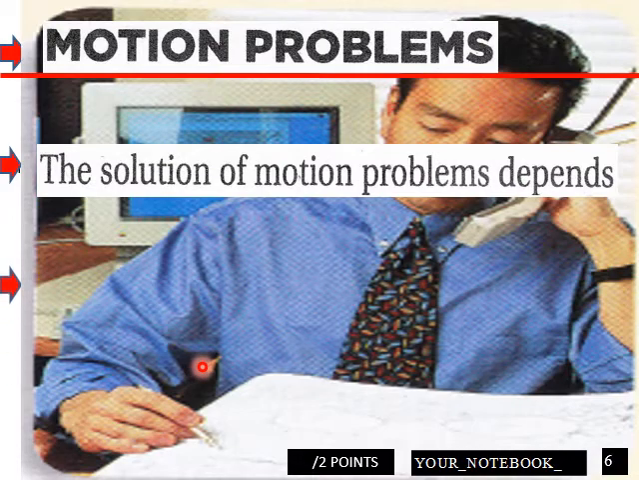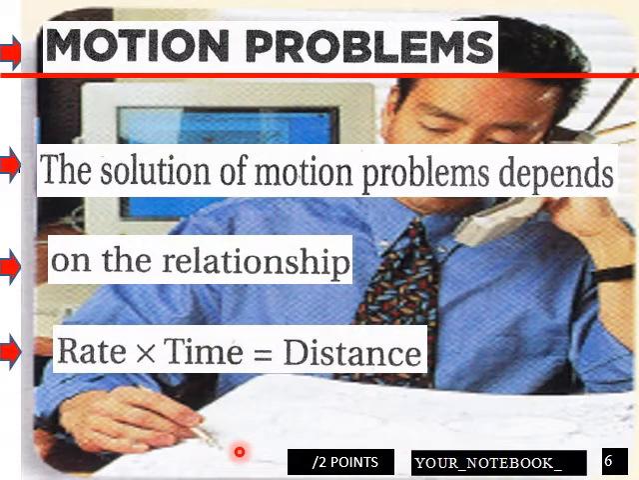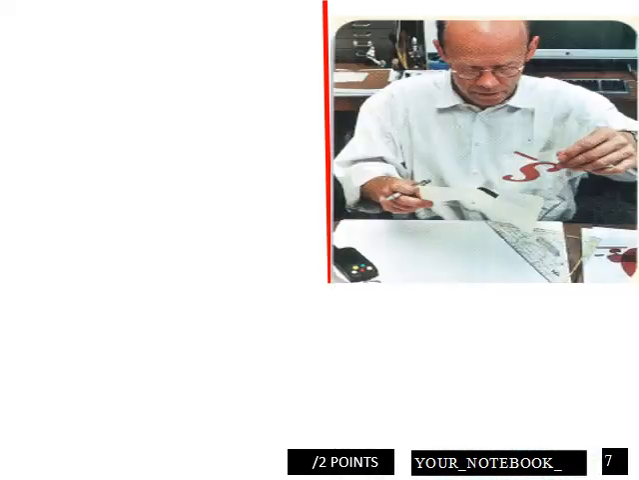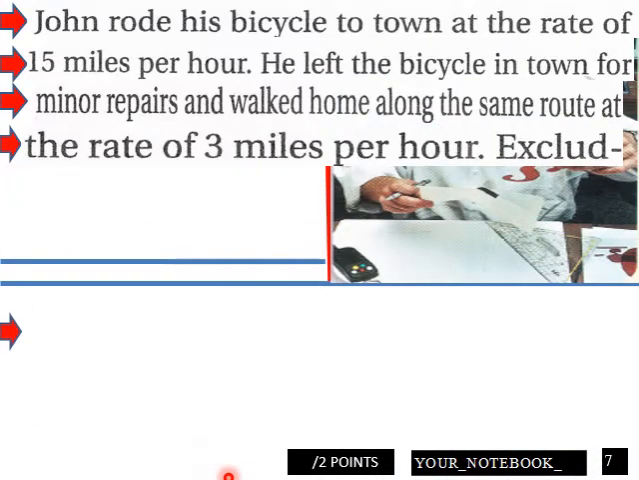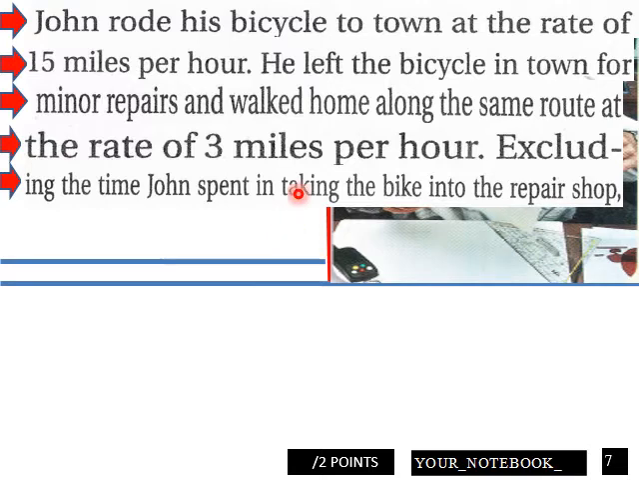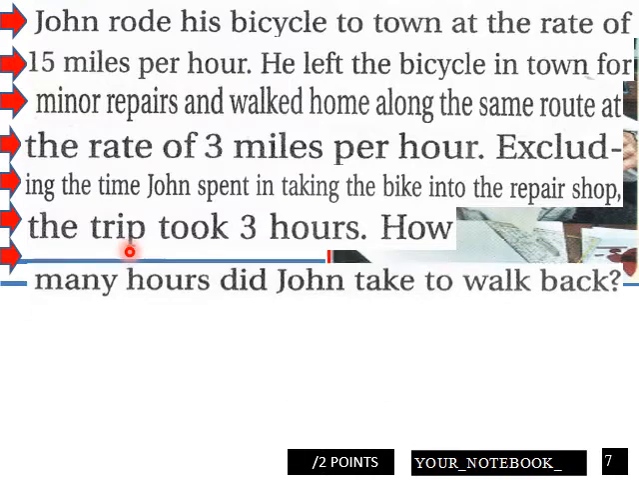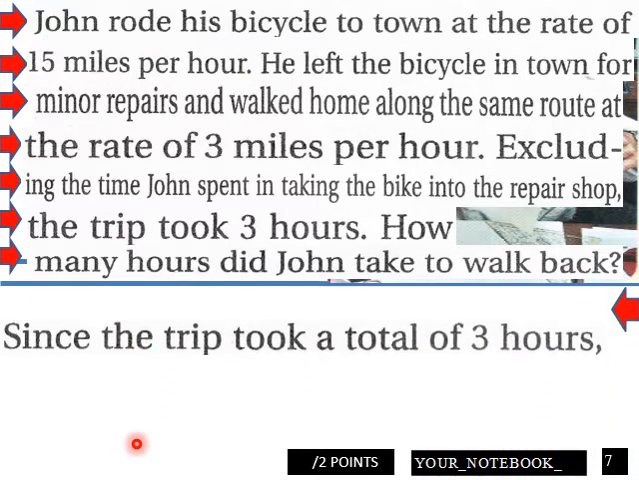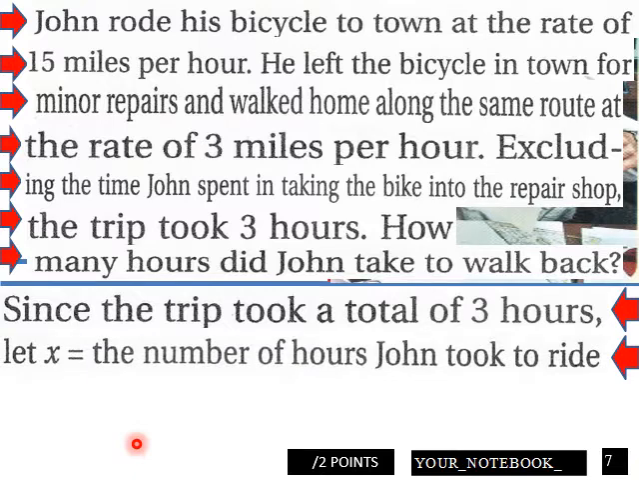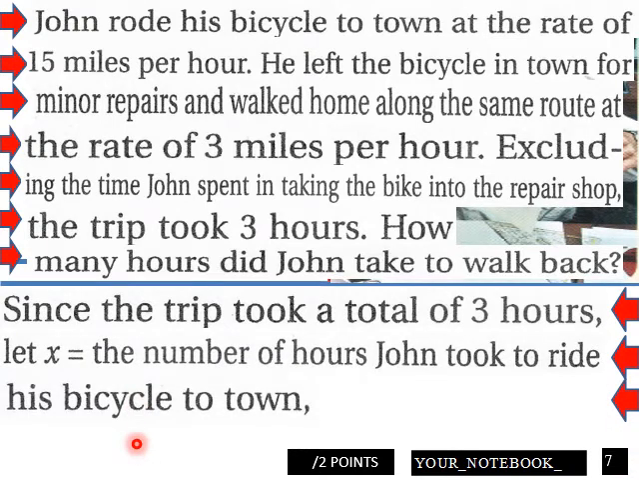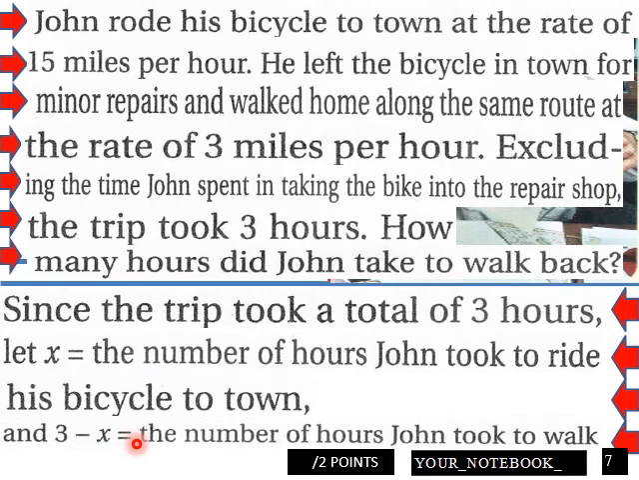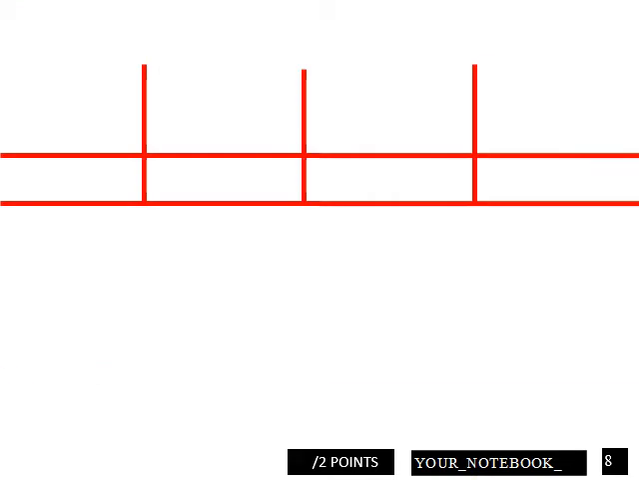Motion problems. The solution of a motion problem depends on the relationship of rate times time equals distance. So, for example, John rode his bicycle to town at a rate of 15 miles per hour. He left his bike in town for minor repairs and walked home at 3 miles per hour, excluding time spent taking the bike into the repair shop. The trip took 3 hours. How many hours did John take to walk back? Let x be the number of hours John took to ride his bicycle, we know that. So 3 minus x equals the number of hours John took to walk.